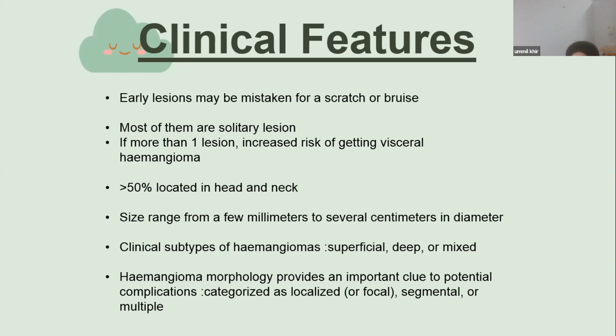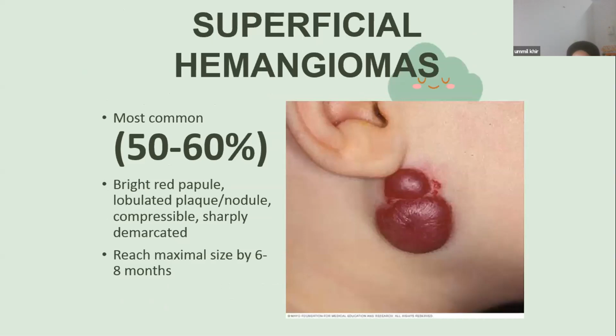Next. Okay, so this is the clinical subtype of hemangioma. They can appear as a superficial hemangioma. Superficial hemangioma is the most common one. It appears as a bright red papule, lobulated plaque or nodule, compressible and sharply demarcated. They can reach maximal size by 6 to 8 months.